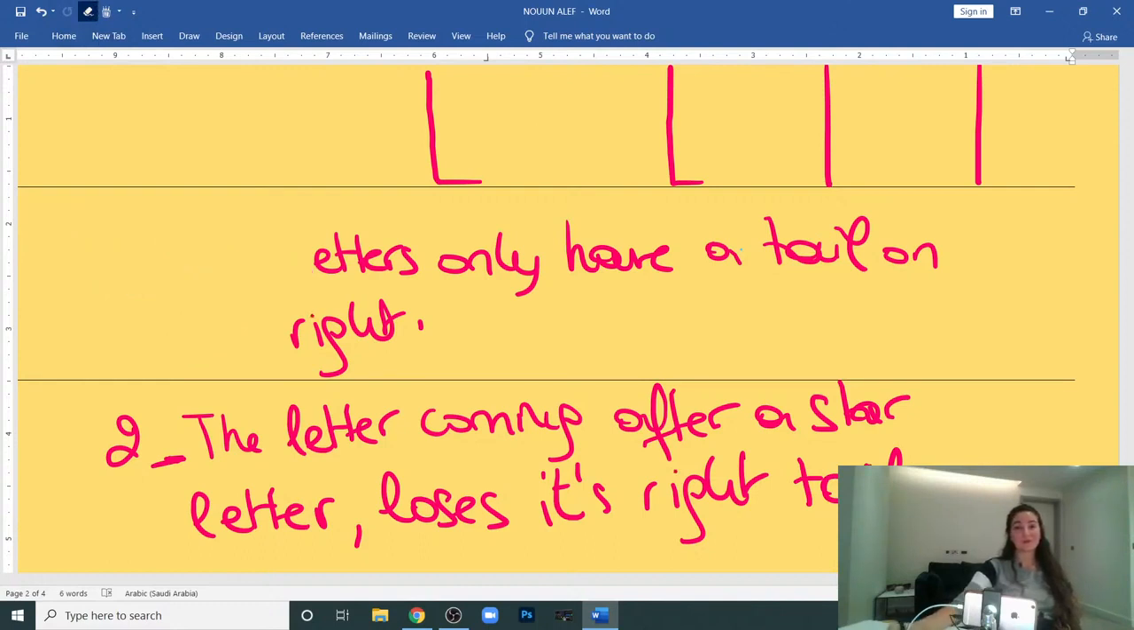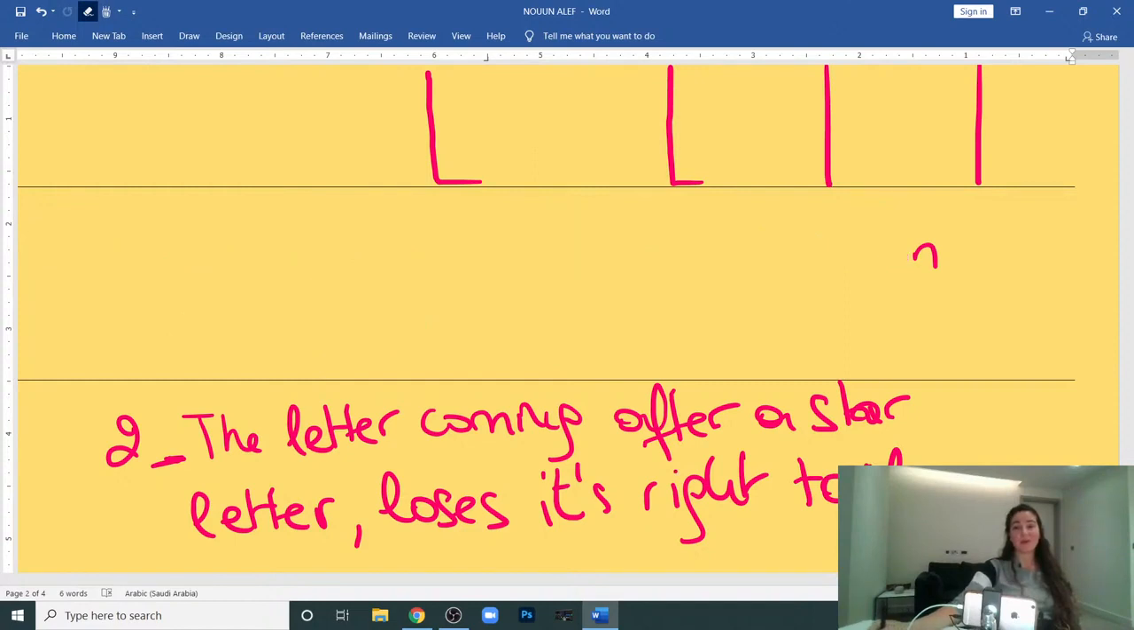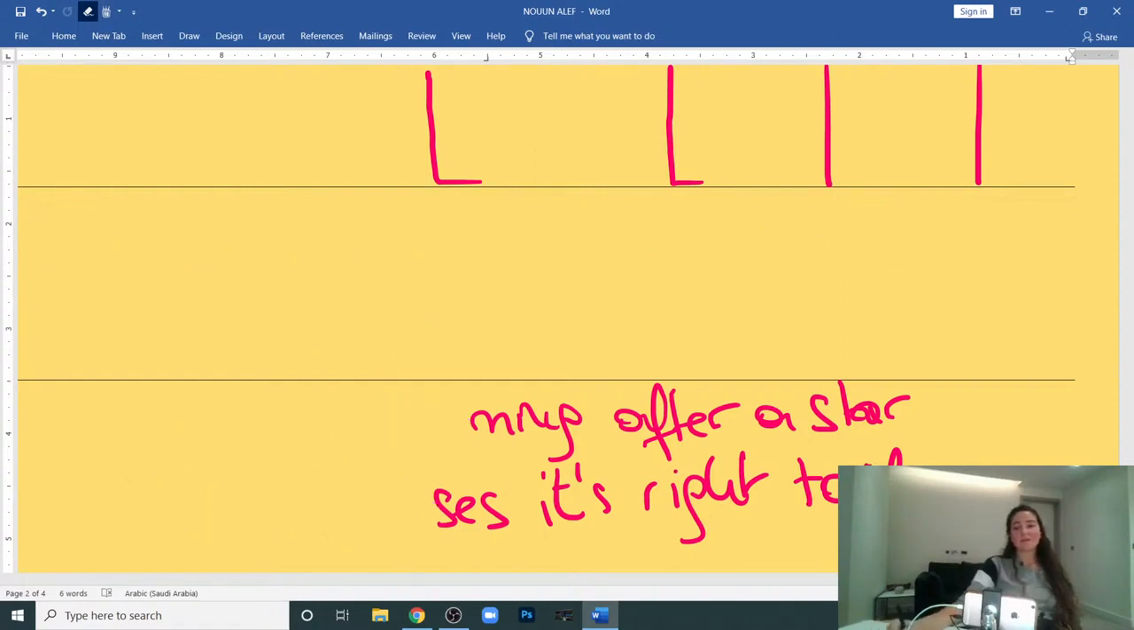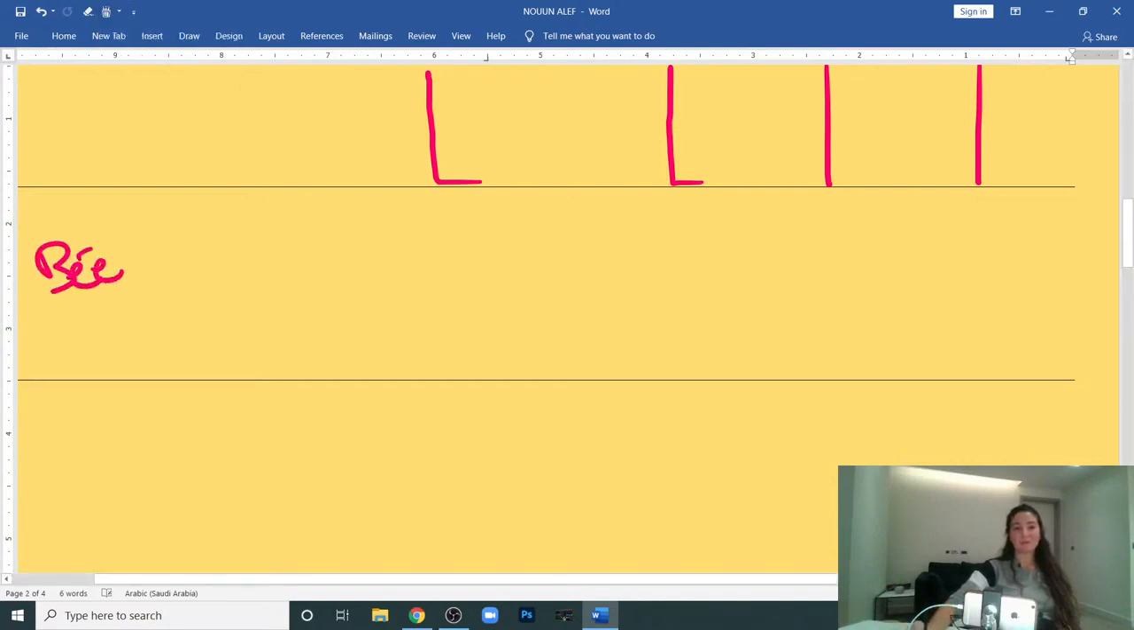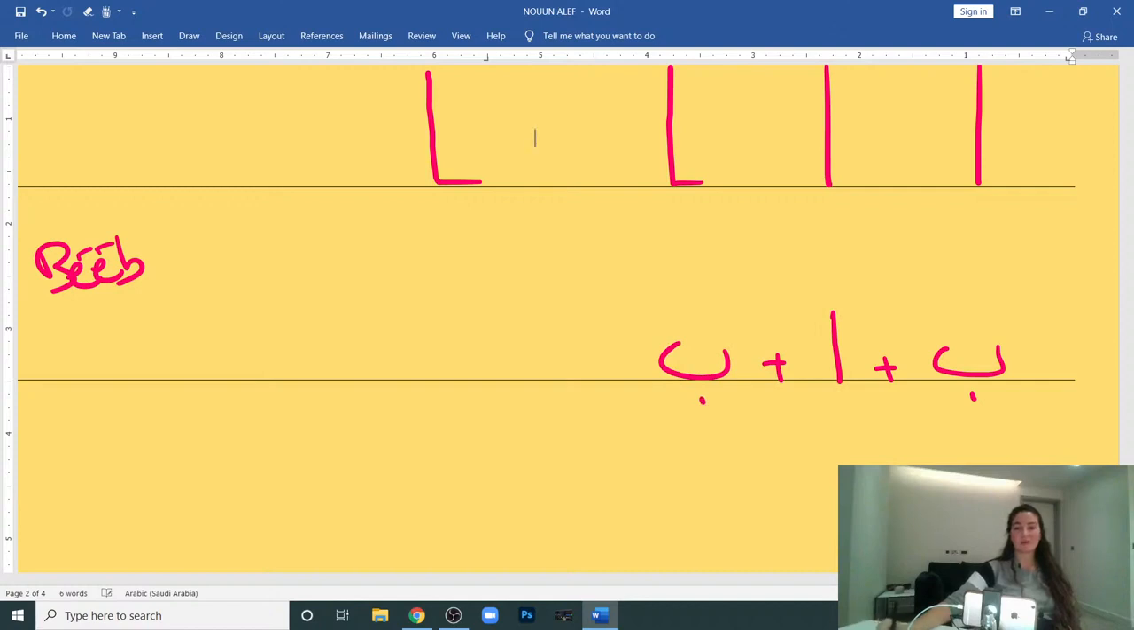So, star letters don't have a tail on the left, they only have a tail on the right. And the letter after a star letter loses its right tail because it's pointless to have a tail if you're not going to attach yourself to the letter before. We can also write the word, for example, door. In Arabic, door is babe. It has a ba plus alif plus ba.